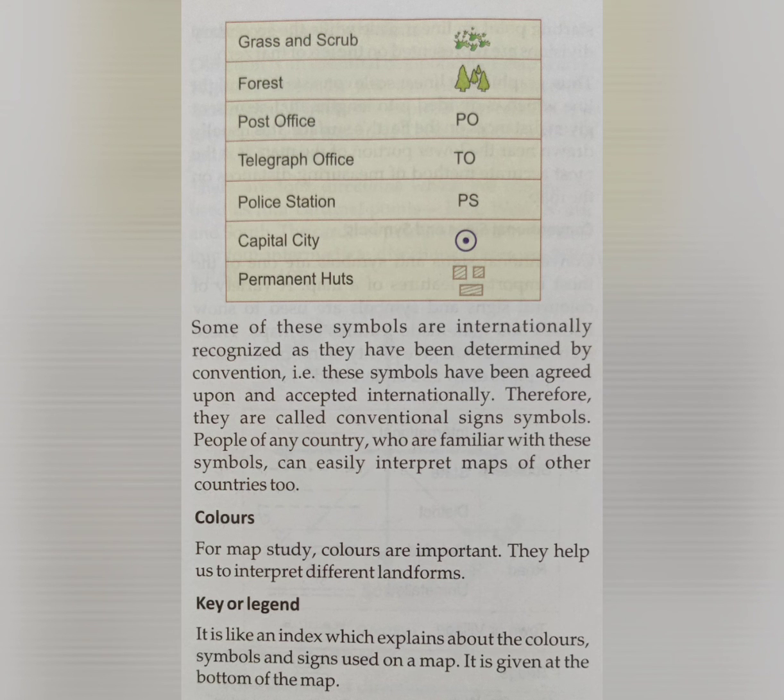Colors. For map study, colors are important. They help us identify different landforms. Key or legend is like an index which explains the colors. It also explains, with the help of colors, the symbols and signs used in a map. It is given at the bottom of the map.